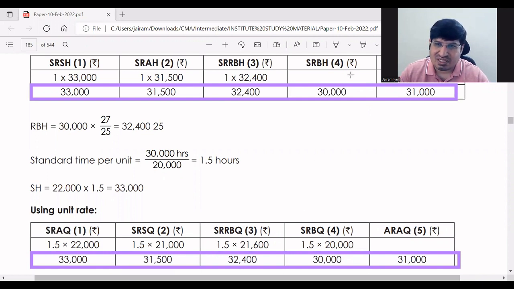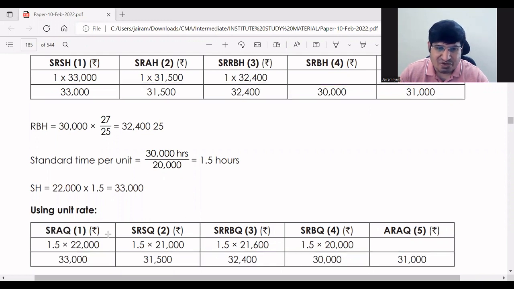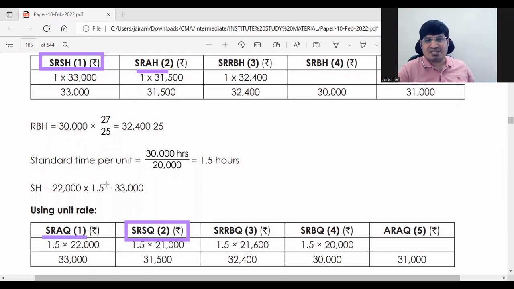ठीक है. और बस इतना याद रखना है इसमें while computing unit rate. ठीक है. only चीज ये हो जाता है कि ये जो है ना this gets interchanged. ठीक है. SR/SH here becomes SR/SQ in the second one. ठीक है. and SR/AH becomes SR/AQ in the first one. बस ये दो, these two will be interchanged. ठीक है. other than that आपको कोई और डिफरेंस नहीं है. ओके.